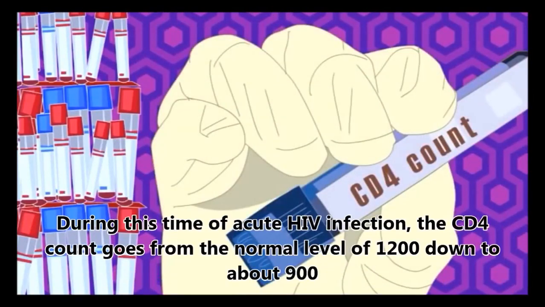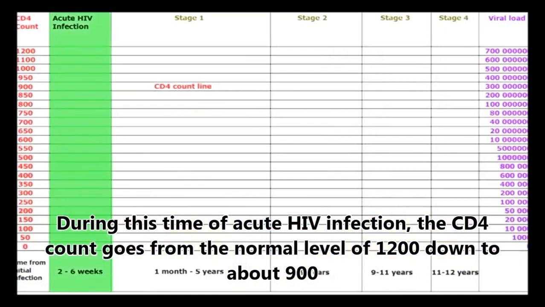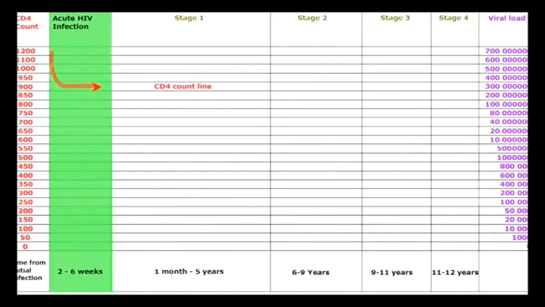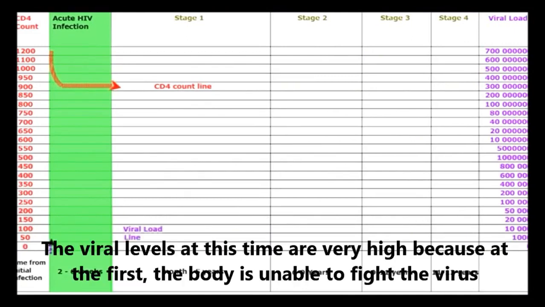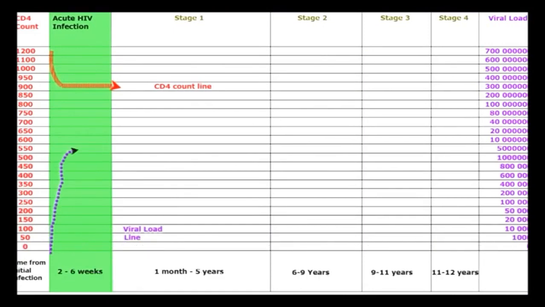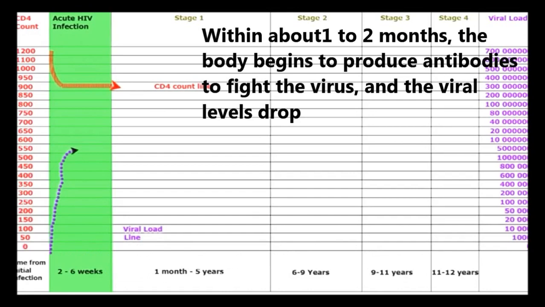During this time of acute HIV infection, the CD4 count goes from a normal level of 1,200 down to about 900. The viral levels at this time are very high because at first, the body is unable to fight the virus. Within about 1 to 2 months, the body begins to produce antibodies to fight the virus, and viral levels drop.